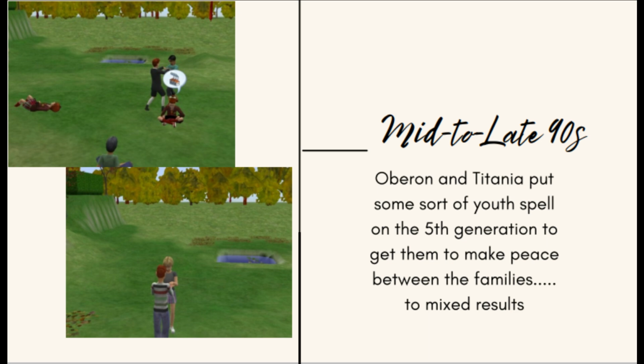There's also some mention of Oberon and Titania maybe putting some sort of spell on the fifth generation to make them be the pillars for the two big families to have peace, and we all know that the results are mixed, or at least so far, based on what we know from around this point in time and what will happen in the mid 2000s when the game officially starts and when Generation 5 or this crop is teenagers.